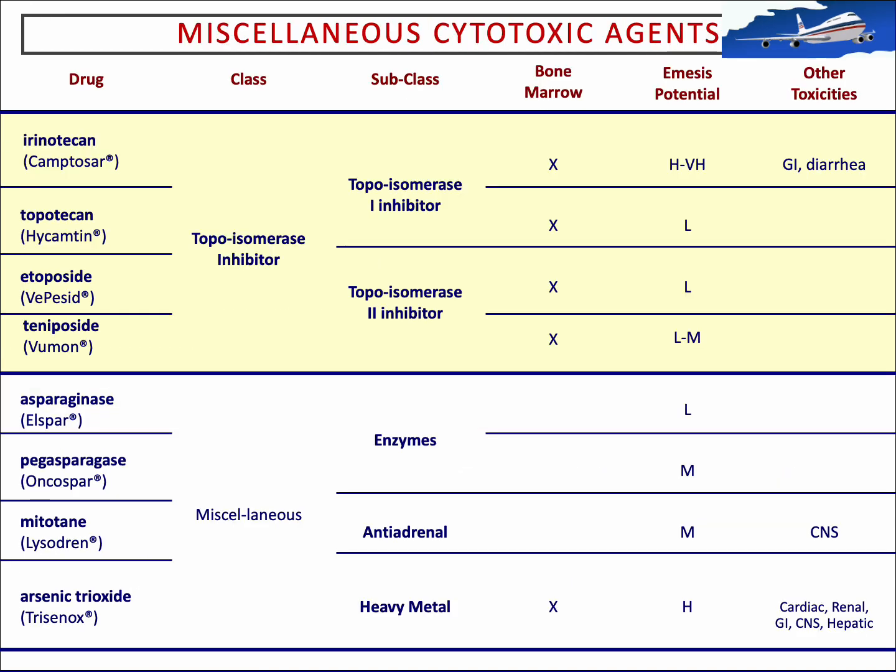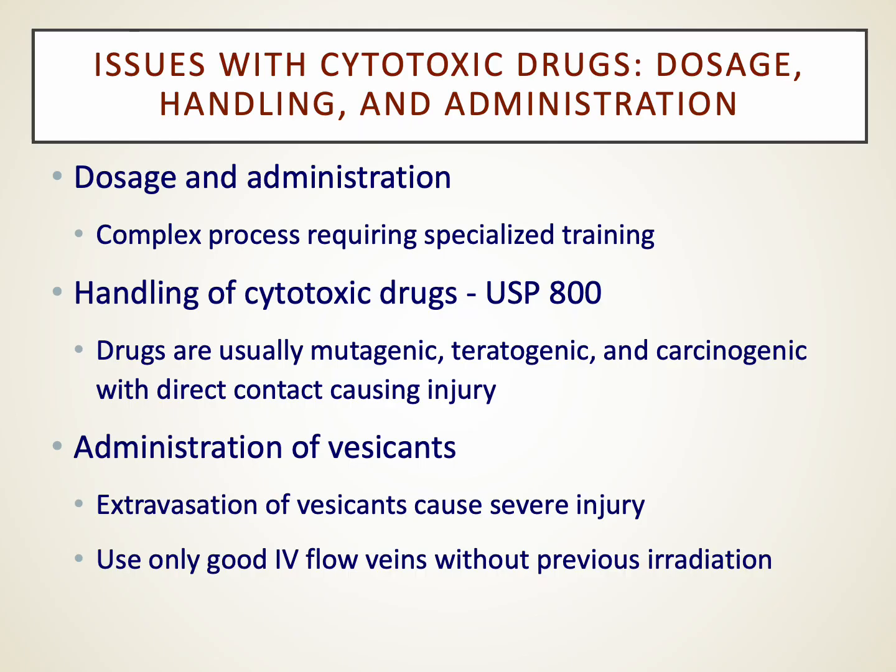Other areas are the topoisomerase inhibitors: irinotecan, topotecan, etoposide. These are pretty highly emetogenic agents, at least irinotecan is. Bone marrow suppression occurs with these agents as well. And then the miscellaneous drugs listed here at the bottom, asparaginase and pegasparaginase, are pretty limited in where their role will be in certain cancers. We'll talk more about the many other toxicities of these cancer drugs in the next block.